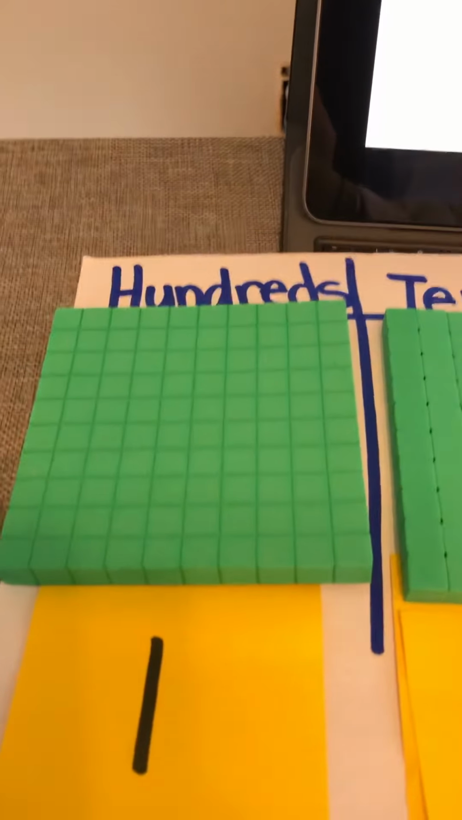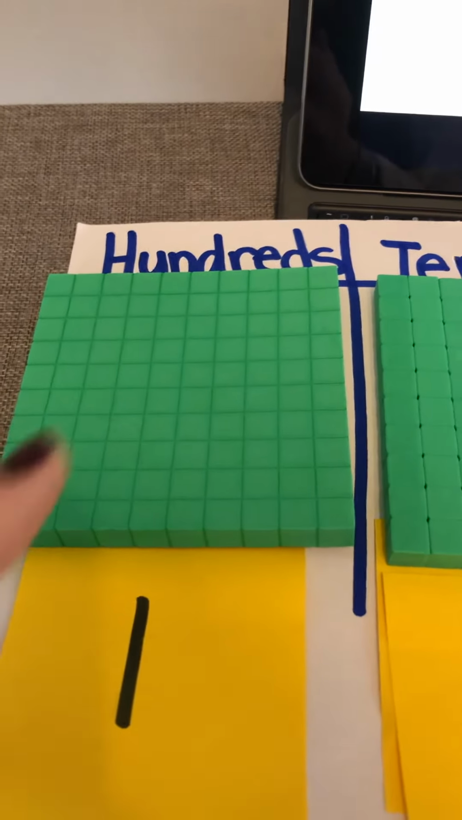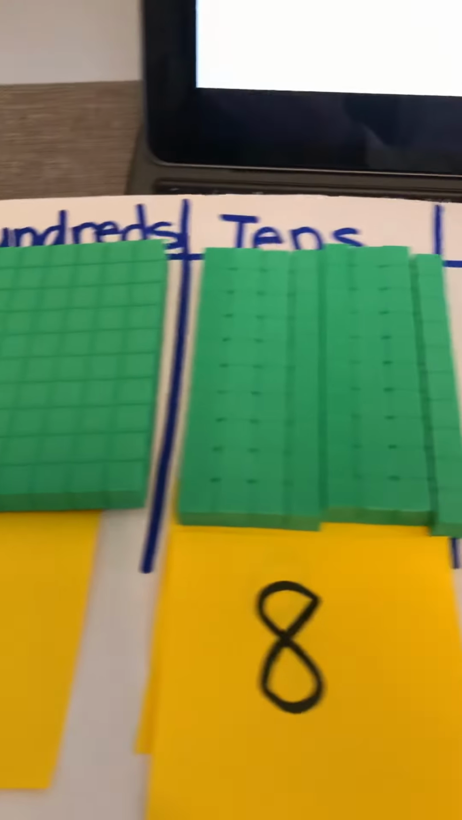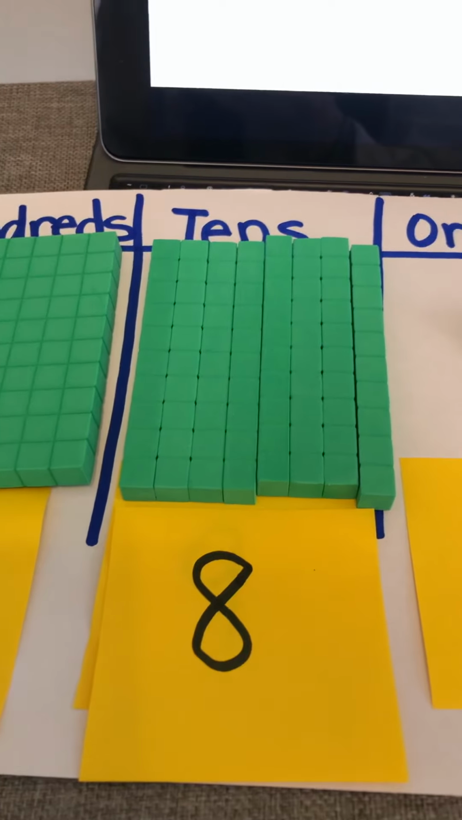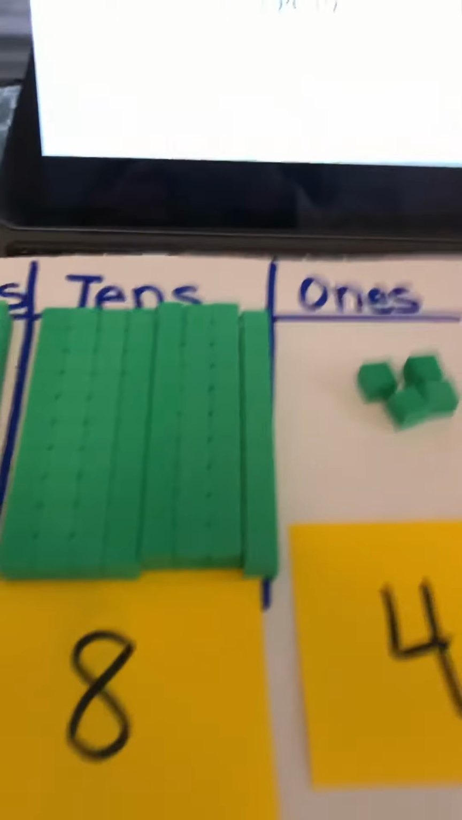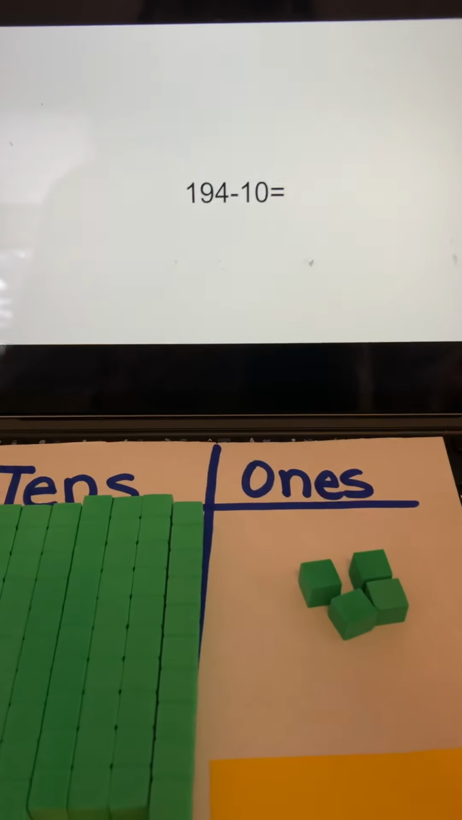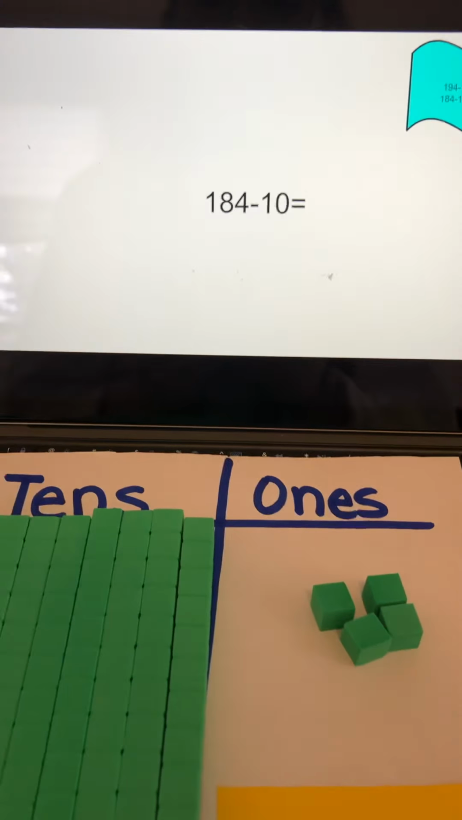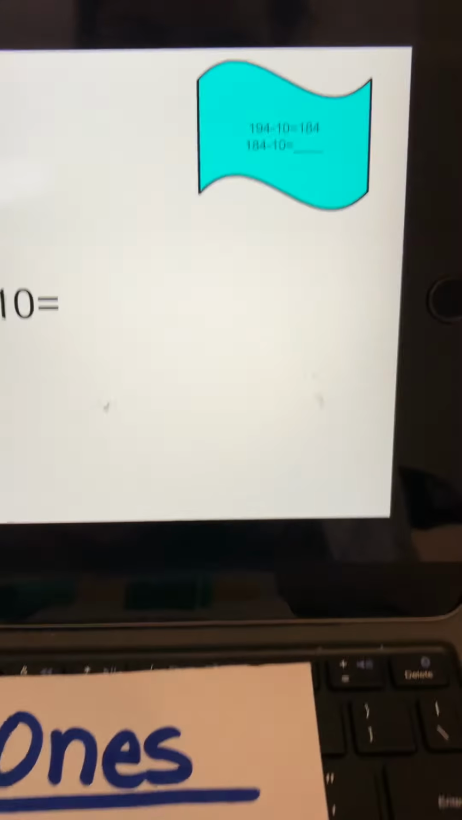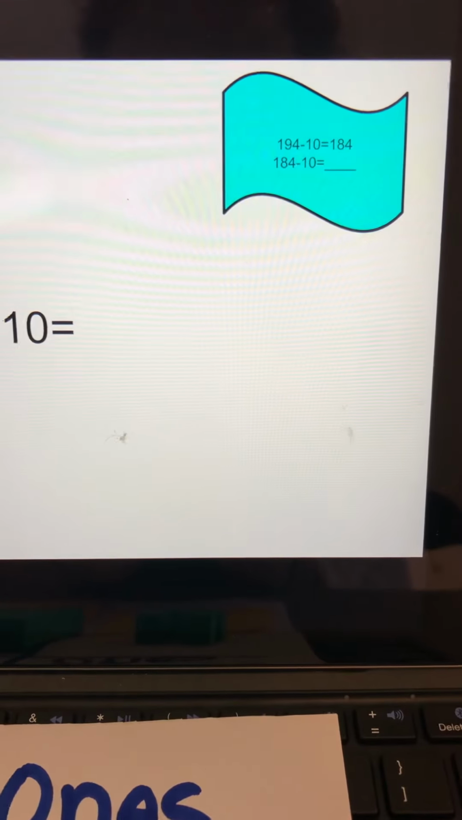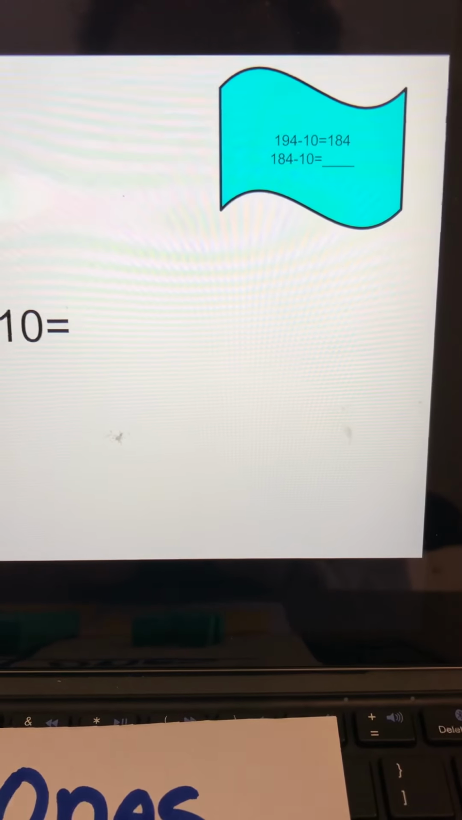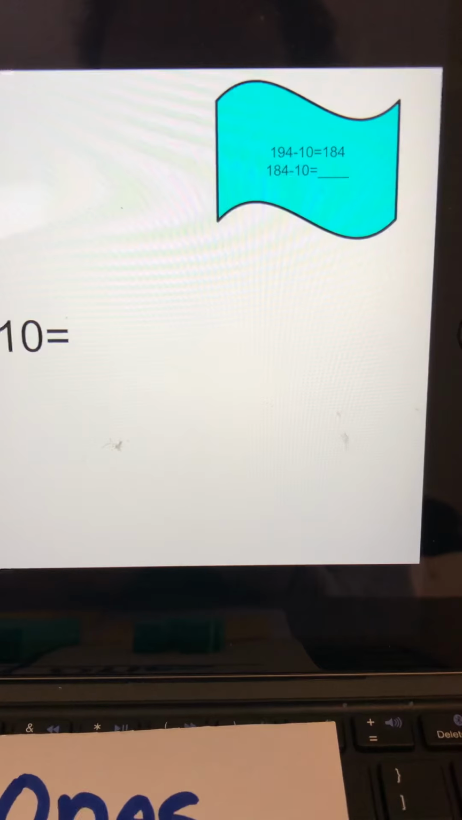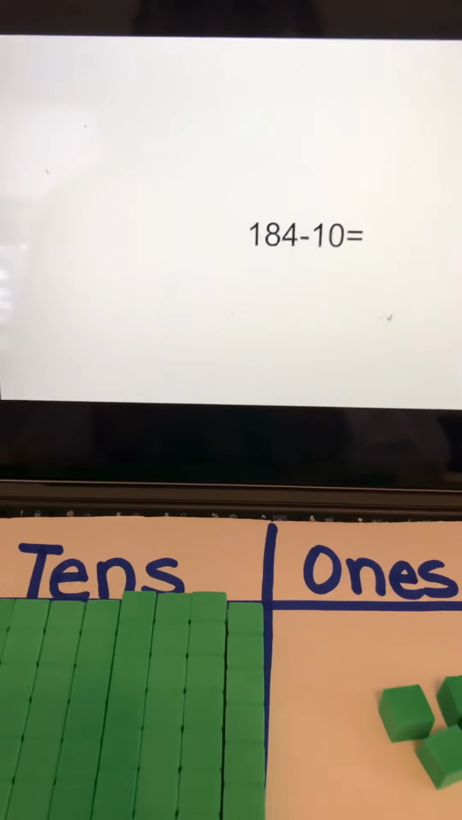Did my hundreds place value change? No, it didn't change. It stayed as a 1. What place value changed, everyone? Your tens. Very good. Let's see what our next one is. 184 minus 10. So remember, before we did 194 minus 10 equaled 184. Now I need to figure out 184 minus 10.